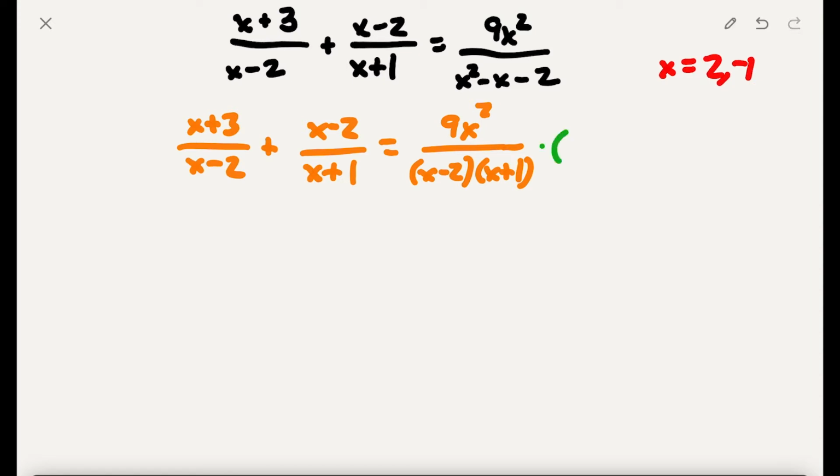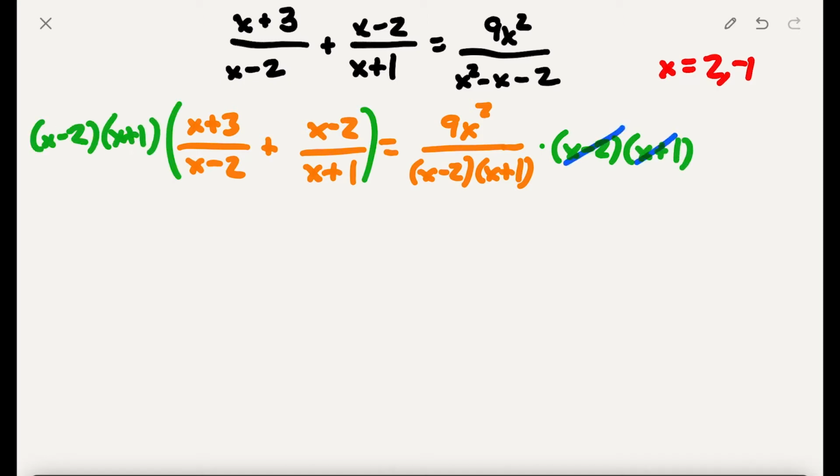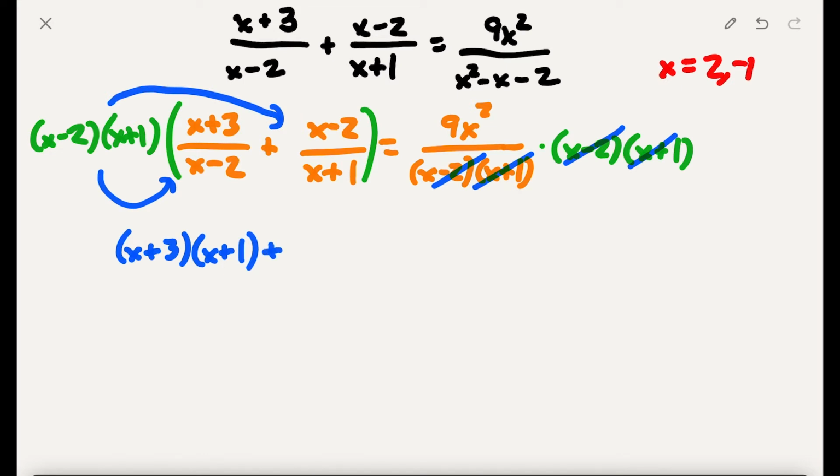I'm going to multiply both sides by (x - 2)(x + 1). Then I'm going to distribute everything. This is all going to cancel here. Multiply it out here, you're going to get (x + 3)(x + 1), since the x - 2s are going to cancel. And then when we distribute it over here, you're going to have (x - 2) quantity squared, because the x + 1s are going to cancel. And this is equal to 9x squared there.